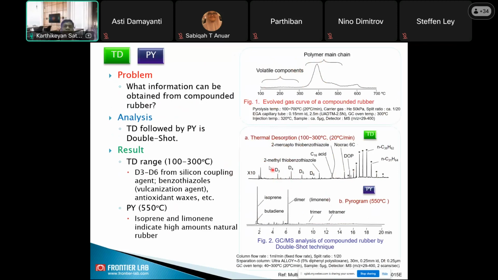Okay, in this case, because a rubber compound will have multiple additives which are used as coupling agents, vulcanization agents, antioxidants, and so on and so forth, we can easily identify these compounds with the help of the NIST library as well as our F-Search library. Then for the polymer one, mostly we look for the monomers of different polymers. Here this sample shows the presence of isoprene and butadiene, which shows the main base material of this rubber compound coming from natural rubber.